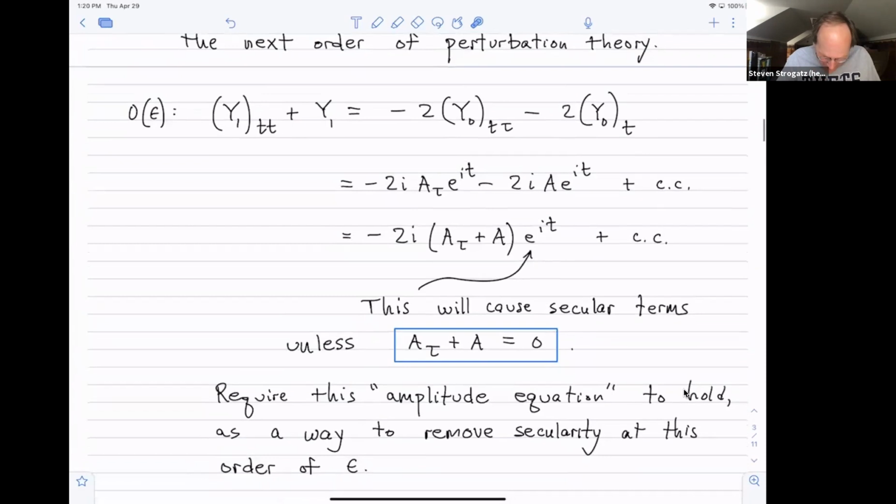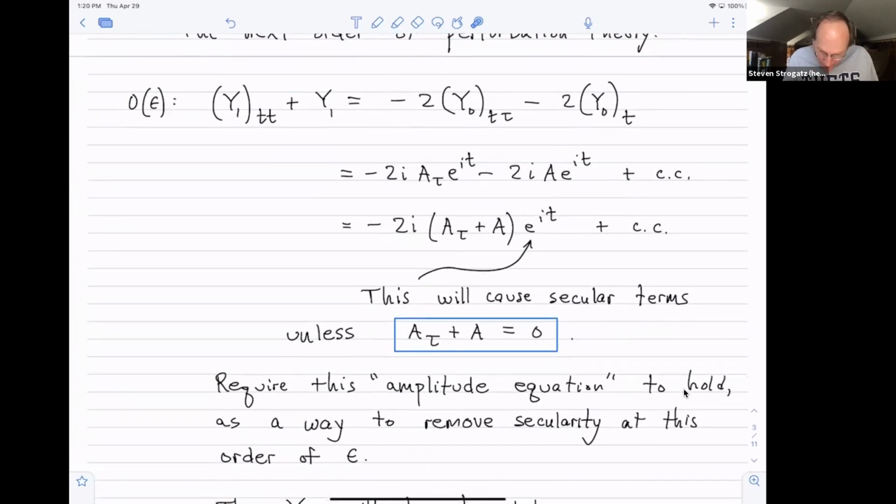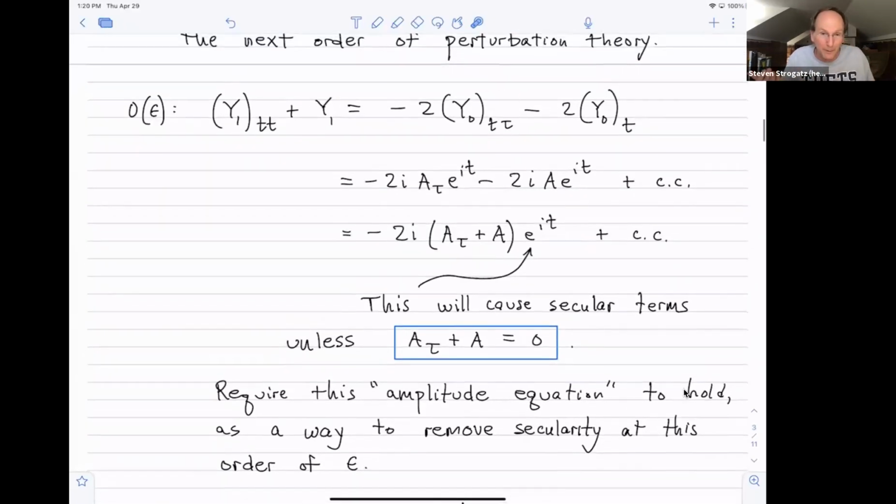So I've got my amplitude equation, and making it be satisfied will let me remove the secularity that's occurring at this order of epsilon. Okay, so now you'll recognize this is a very simple equation for A. It corresponds to exponential damping, which is good because we're studying a damped oscillator and its amplitude is exponentially damped. So this method is recovering that. Whereas remember that regular perturbation theory didn't know that. It could not deal with the amplitude properly.